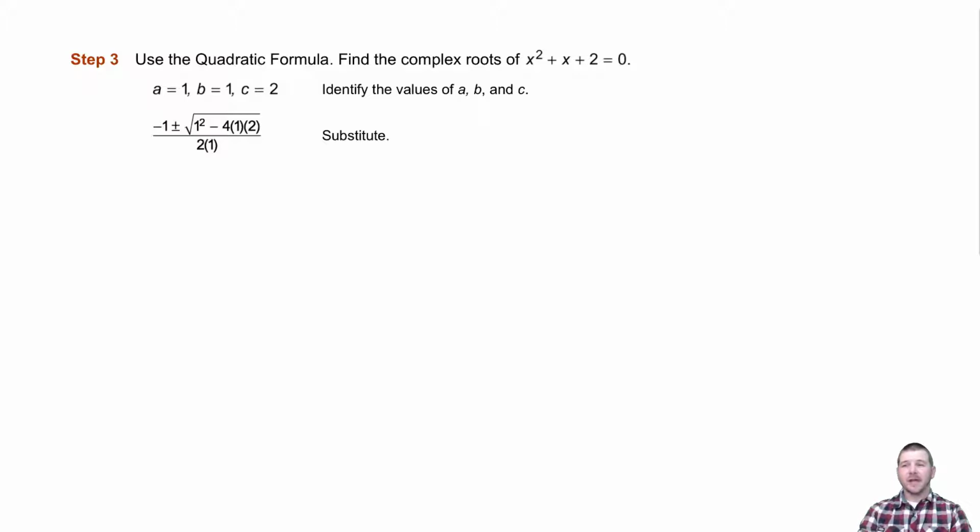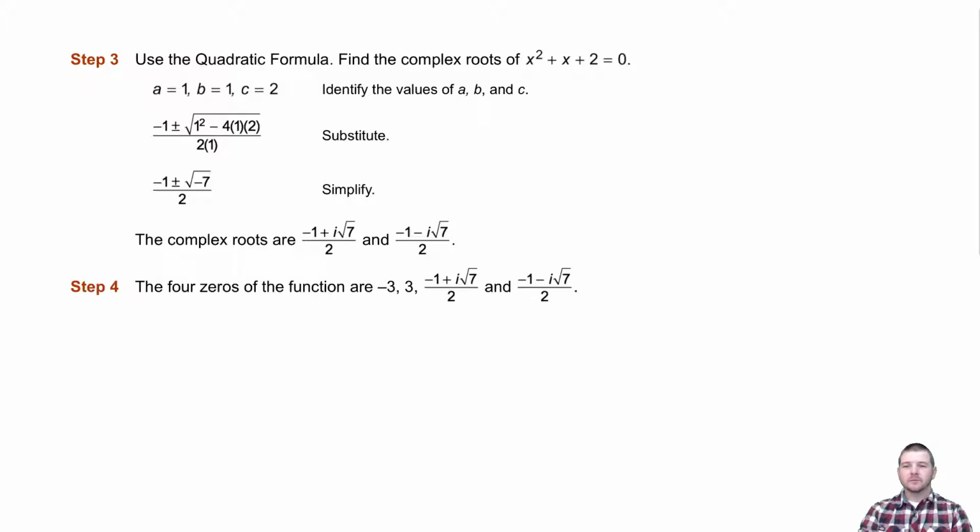We'll substitute our values of a, b, and c into the quadratic formula and simplify to find the complex roots are negative 1 plus i times the square root of 7 over 2 and negative 1 minus i times the square root of 7 over 2. Step 4. The four zeros of the function are negative 3, 3, negative 1 plus i times the square root of 7 over 2, and negative 1 minus i times the square root of 7 over 2. By the fundamental theorem of algebra, there can be no other zeros.